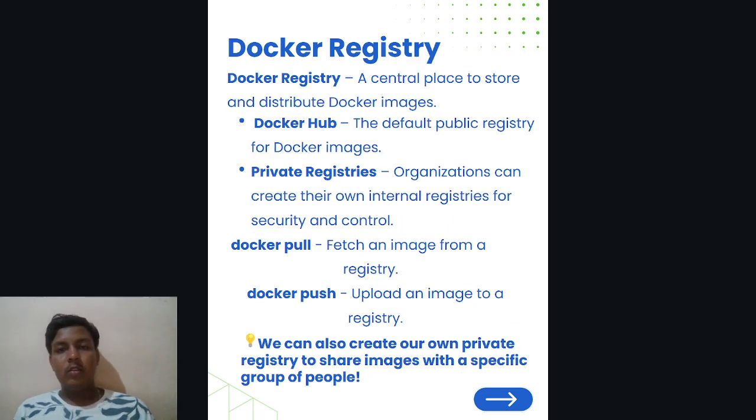And here comes the role of the Docker registry. It's just a central place to store and distribute Docker images. We have Docker Hub as a public registry, just like GitHub. And for private organizations, we have private registries where you can control who has access to the images or not. That's up to the organization. So we end the topic of Docker.